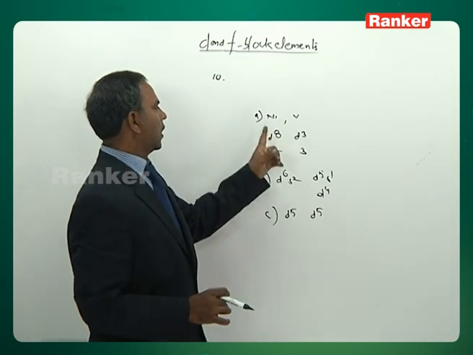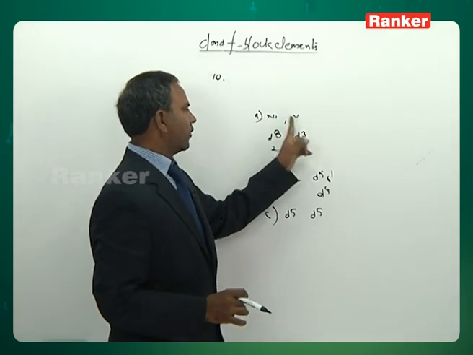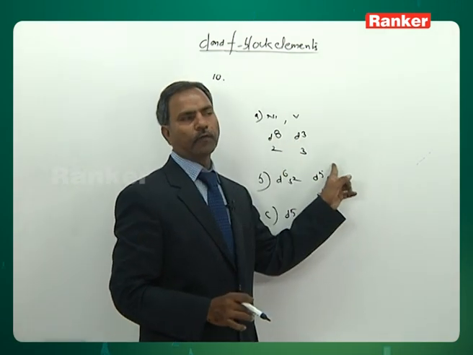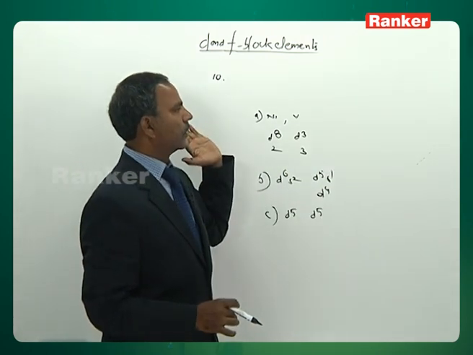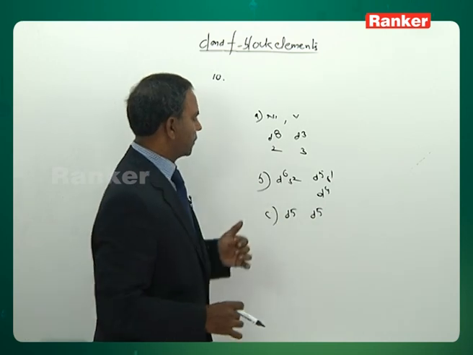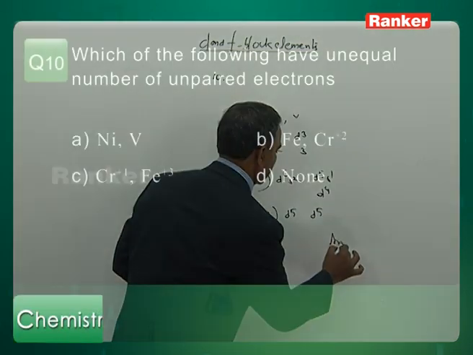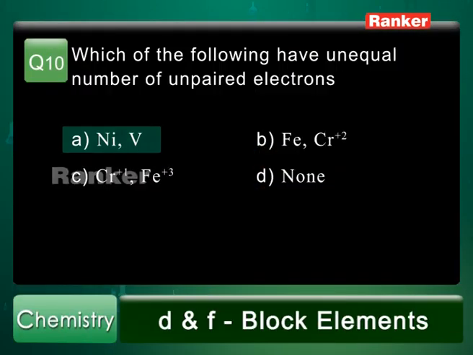So only nickel and vanadium carry an unequal number of unpaired electrons. For this 10th question, option A is the correct answer. Therefore, option A is the correct answer.